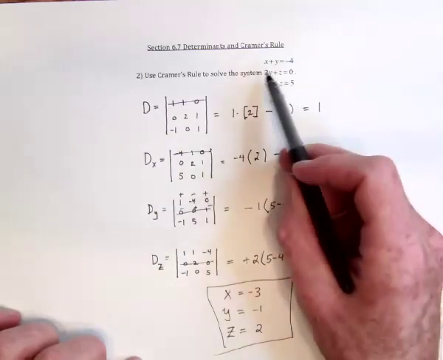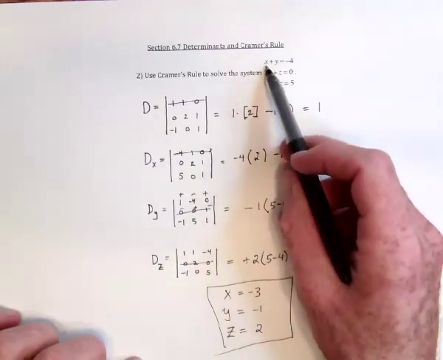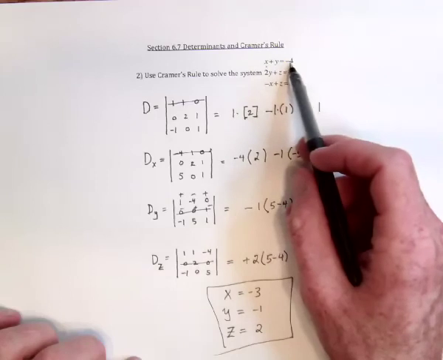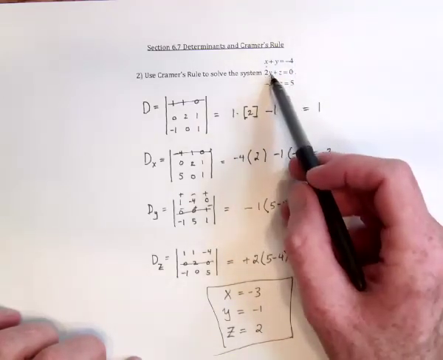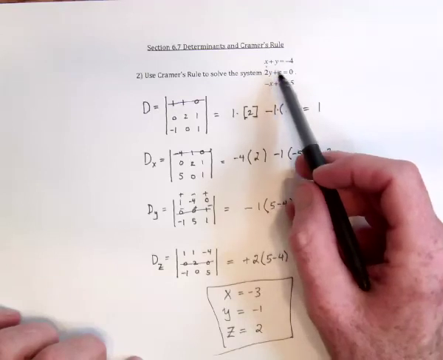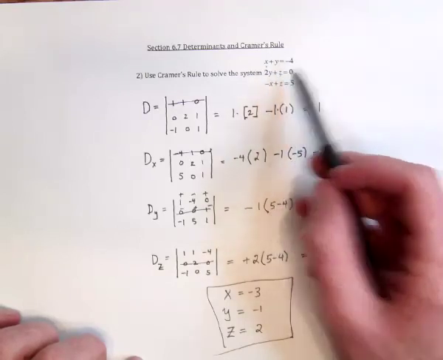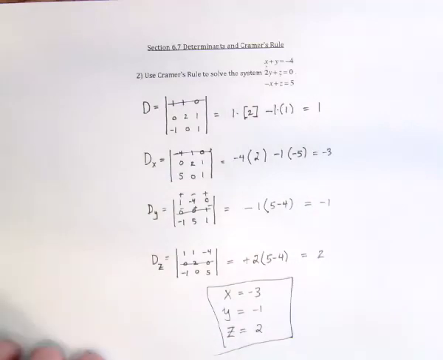So if I were to substitute a -3 and a -1, it would result in -4. That's good. And then 2 times y would be a -2, and then add z, which is a +2, equals 0. So we got it right.